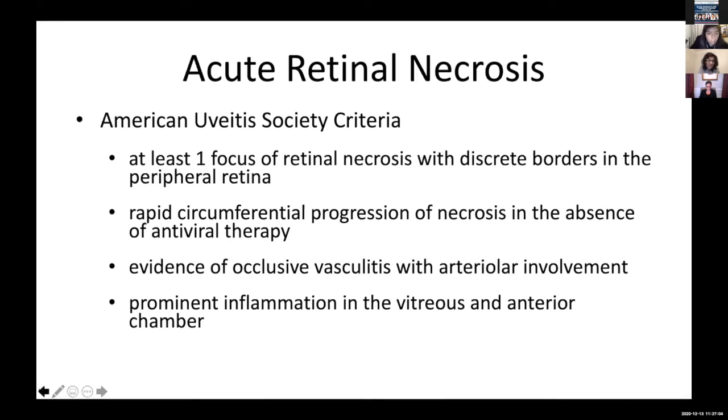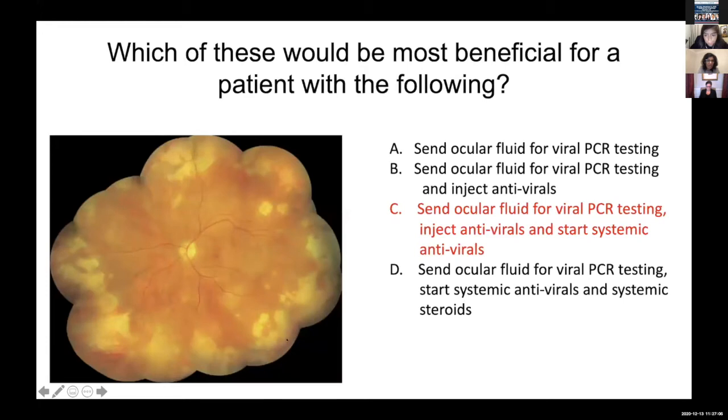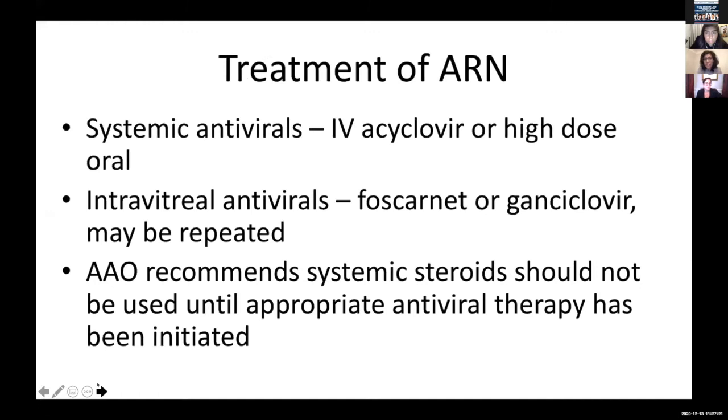And you can actually see that I think most of these are present here. All of these peripheral lesions will coalesce eventually. You can see they're circumferential. The arterioles are involved here. You can see that they look pretty occluded. But let's just focus on treatment here.